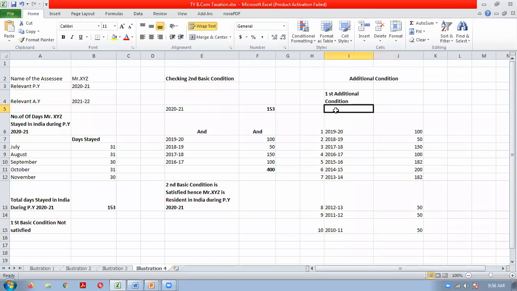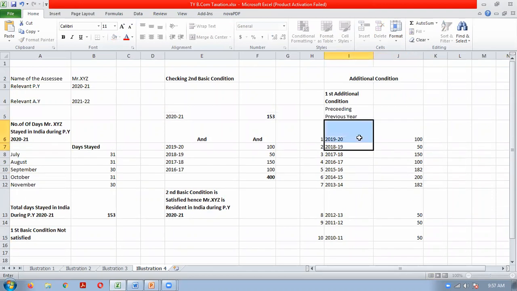Check this previous year data, the preceding previous years, with the number of days and serial number.